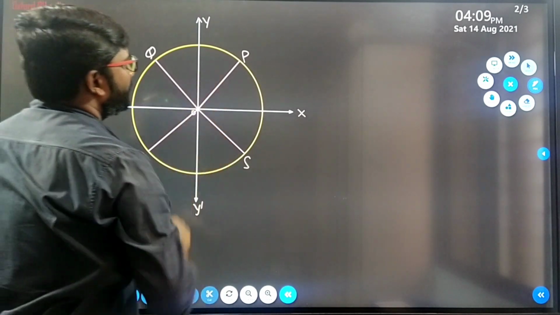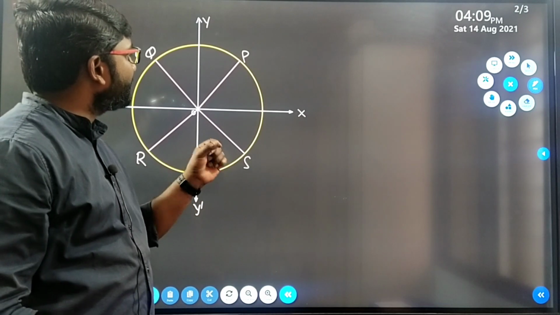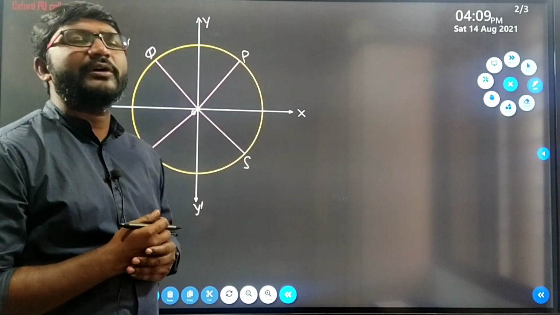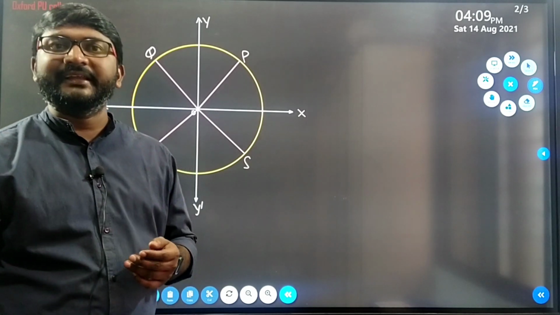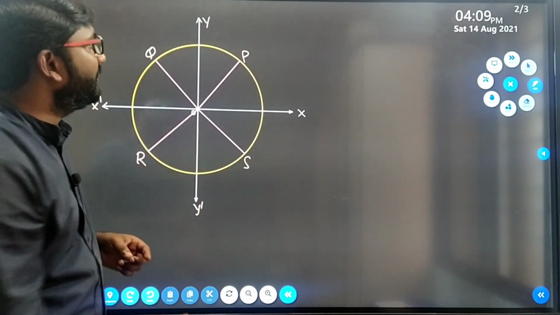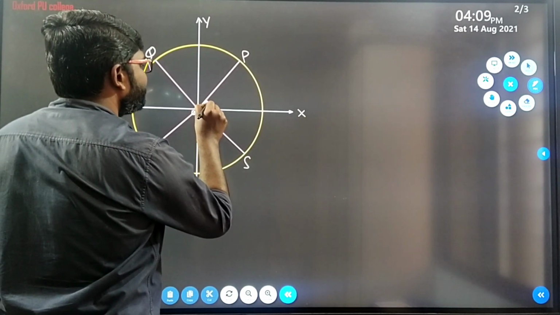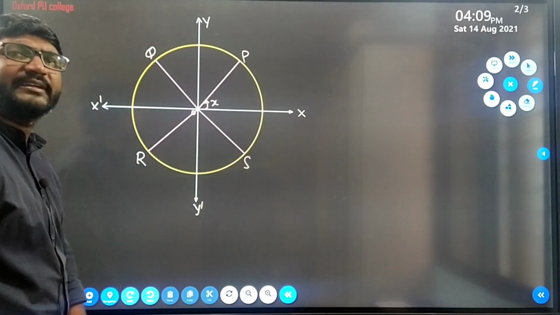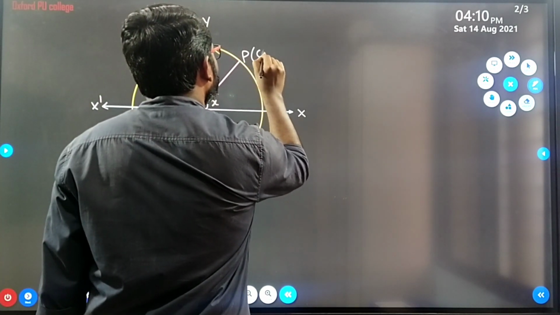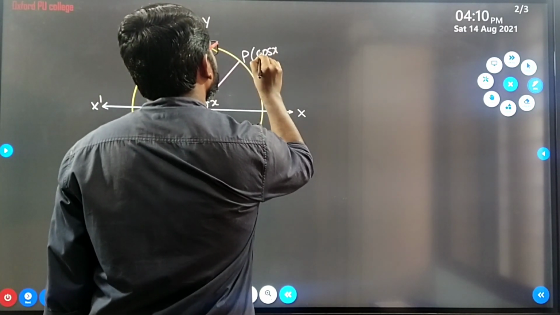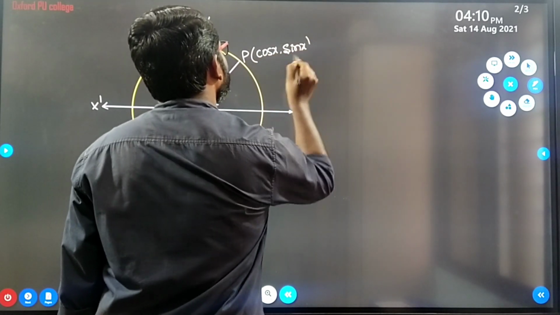So P is in the first quadrant. What are the coordinates of the point P? Either a comma b or cos x comma sin x. Both have to be positive. And this OP makes an angle of x radian with the positive x-axis. So write the coordinates: cos x comma sin x.